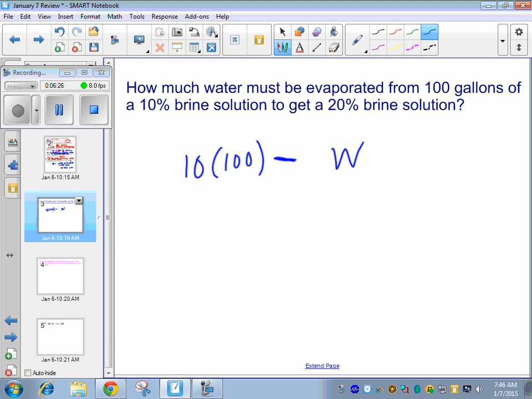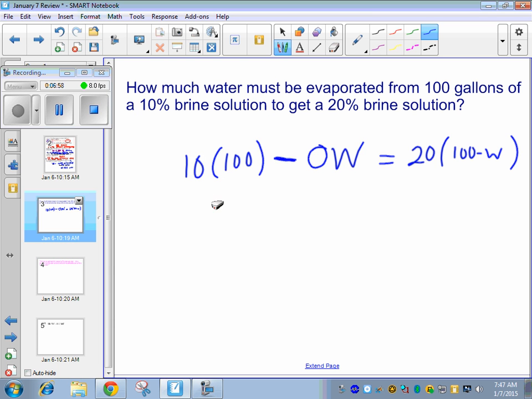What percent of water is brine? 0. So I want to put a 0 in front of that. So I have 10% of 100 gallons. That's brine, and then we're subtracting water that has 0% brine, and I want my answer to be 20% brine, and inside the parentheses is just the amount, just the gallons, so I have 100 minus W on the right hand side. And now we're going to solve.